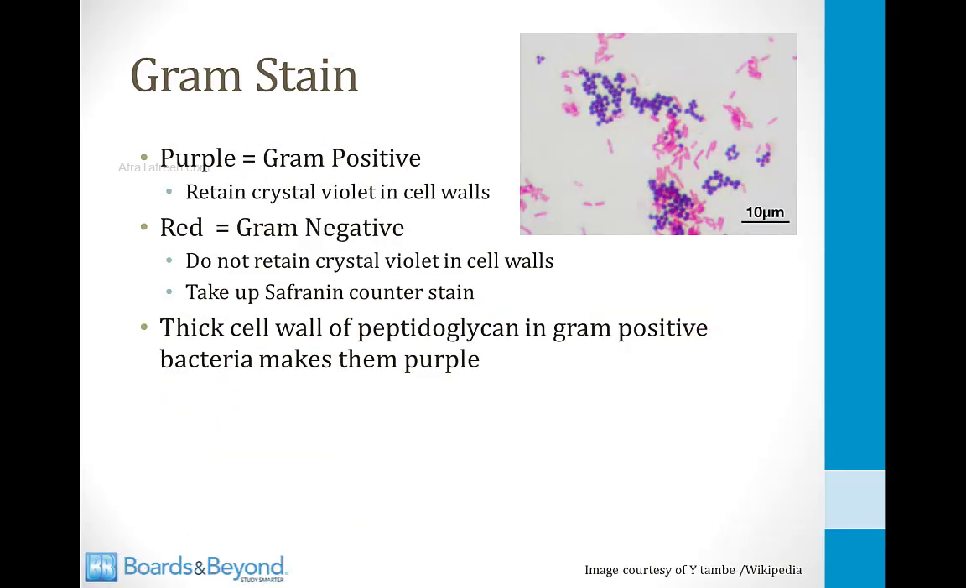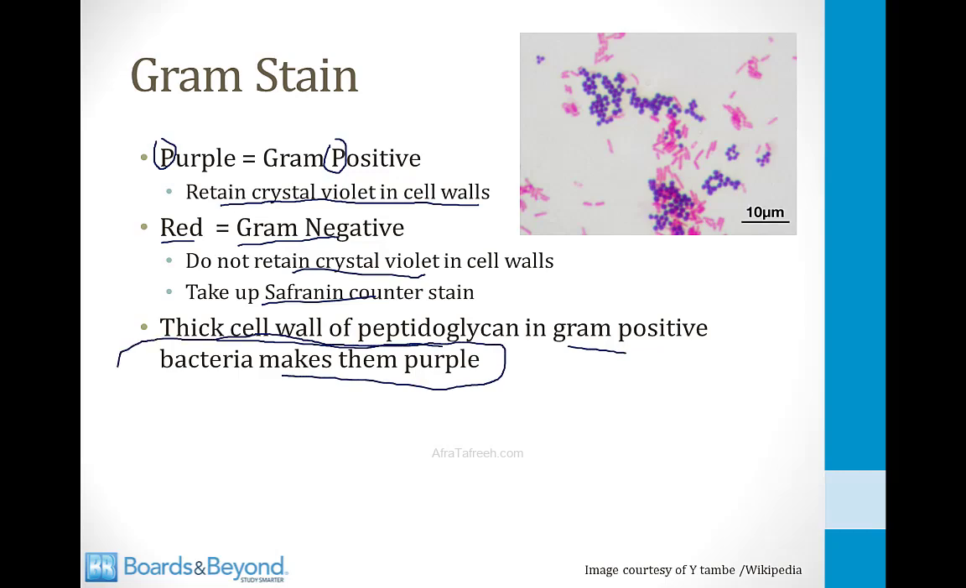Just to summarize some of these key points, remember the purple bacteria are gram-positive. That's the P's for purple and positive, and that's because they retain the crystal violet in their cell walls. The red or pink bacteria are gram-negative. They do not retain crystal violet in their cell walls, but they do take up the safranin counterstain. And it's very high yield to know that the thick cell wall of peptidoglycan in gram-positive bacteria is what makes them hold on to that crystal violet and turn purple. I talk about this in more detail in the module on bacteria.